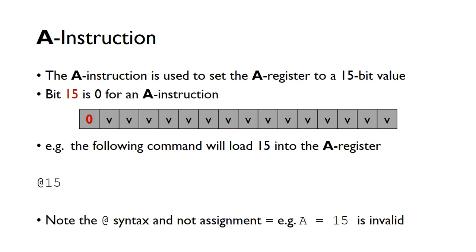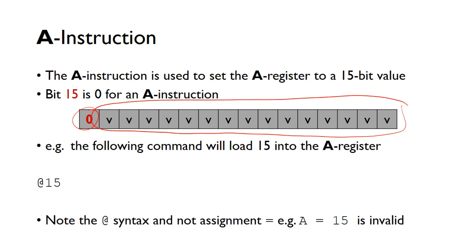So for the instruction, we have to look at the zeros and ones format, so the binary format of the instruction. We can see, because the register is 16 bits, and the first bit here, bit 15, is a 0, it tells us that's an A instruction, and then the other 15 bits we use to set any 15-bit value, and we do that using this at syntax. So if you wanted to load the value 15 into the A register, you would do at 15 in your code, and that will load the A register with the value 15.